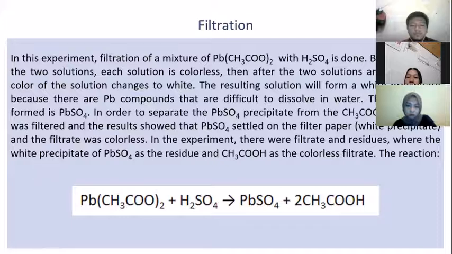In order to separate the lead sulfate precipitate from the acetic acid solution, it was filtered, and the results showed that lead sulfate settled on the filter paper in the form of white precipitate, and the filtrate was colorless. In this experiment, there were filtrate and residue, where the white precipitate of lead sulfate is the residue and acetic acid is the colorless filtrate. The reaction equation is lead acetate reacted with sulfuric acid to produce lead sulfate and 2 acetic acid.